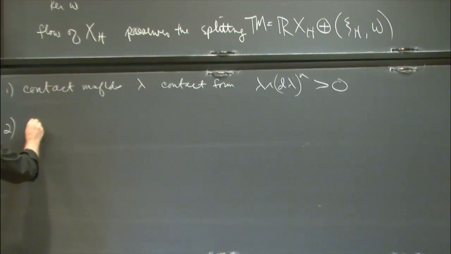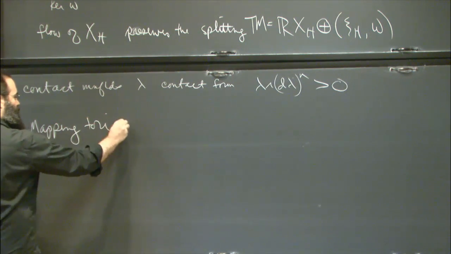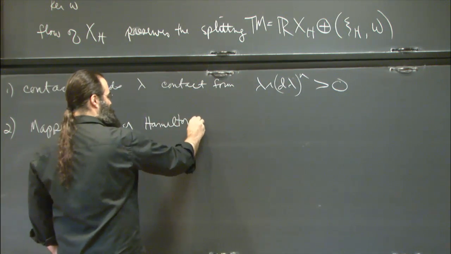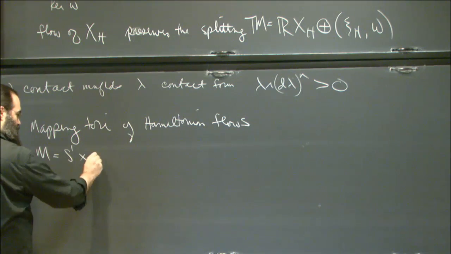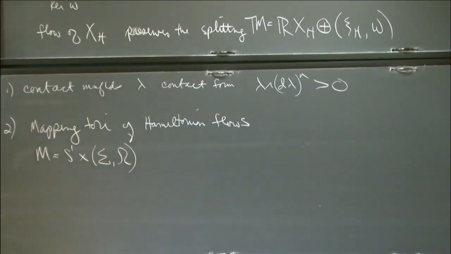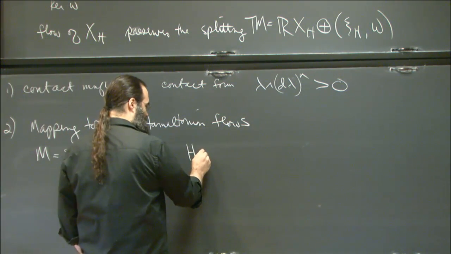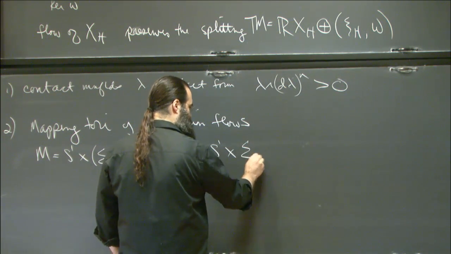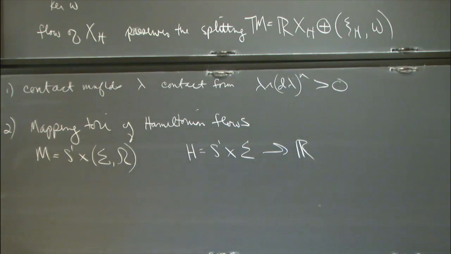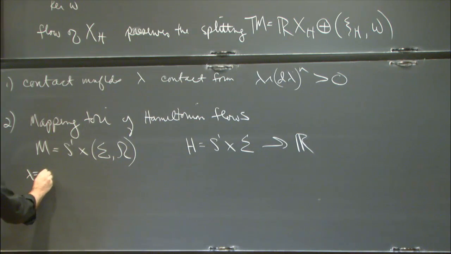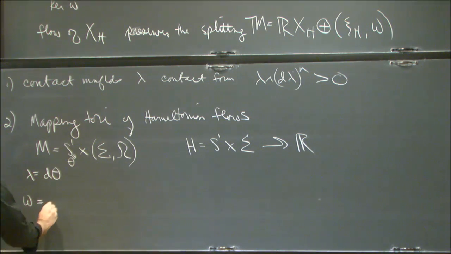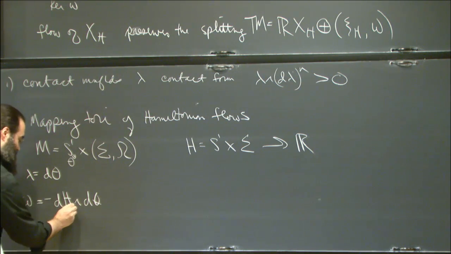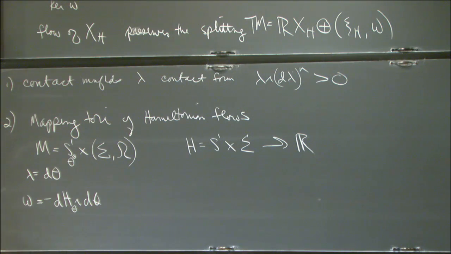Second important class of example are mapping tori of Hamiltonian flows. All right, so our manifold will be S1 cross a symplectic manifold, and we can put a periodic Hamiltonian on the manifold. And the stable Hamiltonian structure here, we take lambda to just be d theta, where theta is the variable in S1, and omega to be, I'm not sure if I want a minus or a plus there. It depends on how you define the Hamiltonian vector field, right? There's always a disagreement about that plus minus.